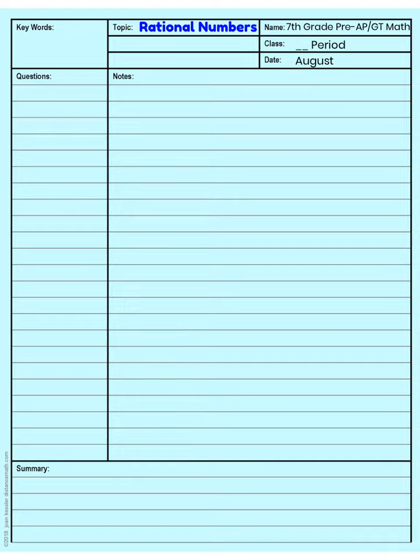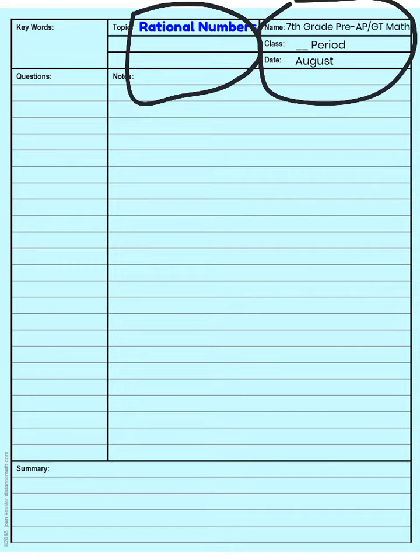And then in the corner, you're going to put 7th grade, either you're in pre-AP or you're in GT Math. Put your class period, and then I put August. Go ahead and put the actual date. So as of right now, you should have these two things on your paper. You should have that on your note page and that on your note page.